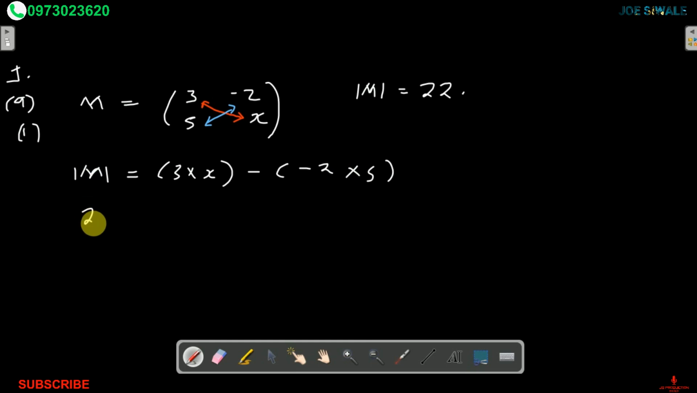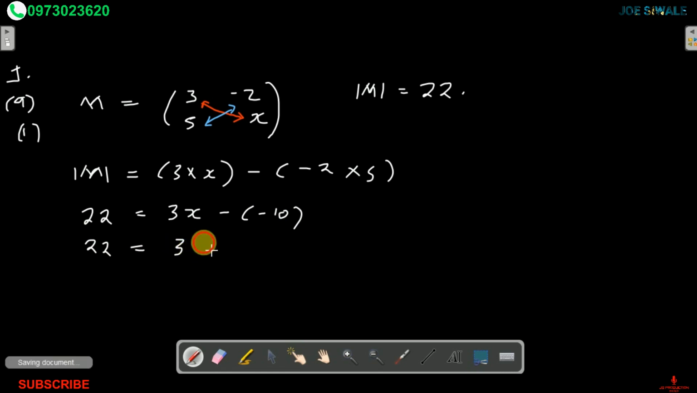And the determinant of M, we have been told that is 22. So we can write down 22 there. It's equal to 3 multiplied by x, that's 3x, minus negative 2 multiplied by 5, that's negative 10. So we can say 22 is equal to 3x. Then negative multiplied by negative, we're going to have positive there, positive 10.